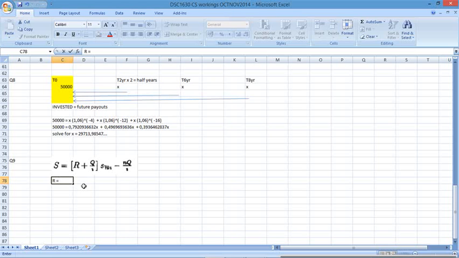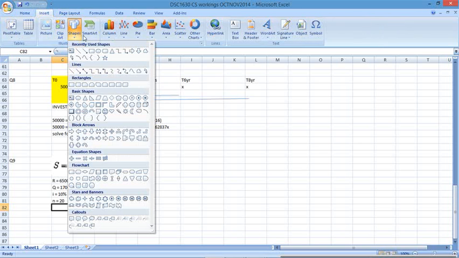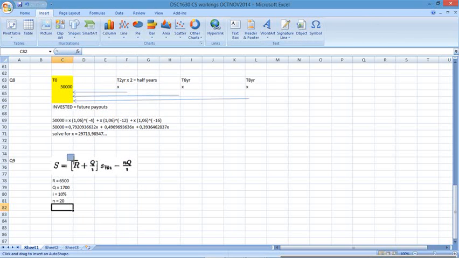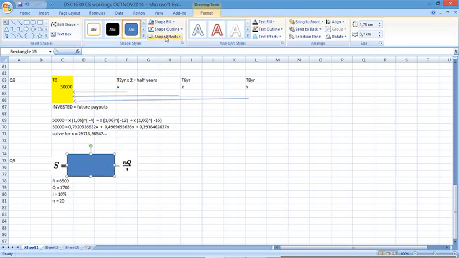Insert your variables. R here 6.5, Q here 1700, I here 10%, N here 20. The first bit, this bit over here, I'm going to work out separately as part of the annuity. So I'm going to be looking at this as a separate calculation.